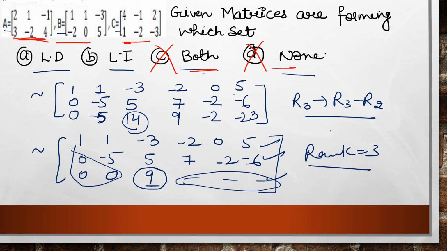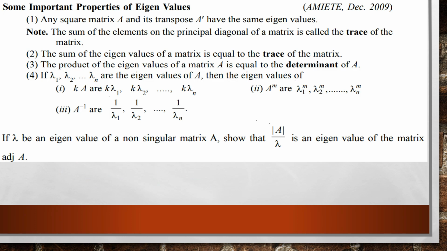Because rank is 3 and this is equal to the number of vectors, because how many vectors are given here? This is the first vector, second, third. So that means this is linearly independent. So you don't need to do anything. So B is the correct option. Fine. Now let's move to the next one.